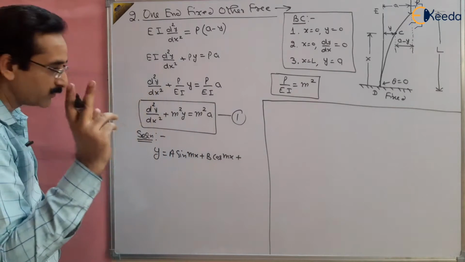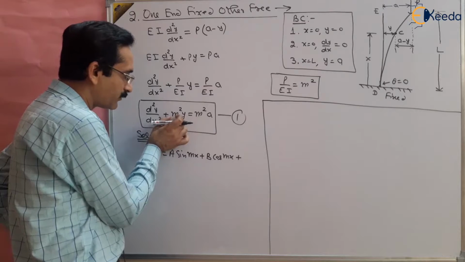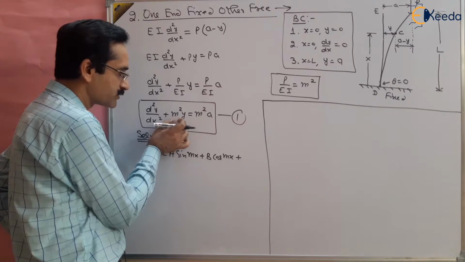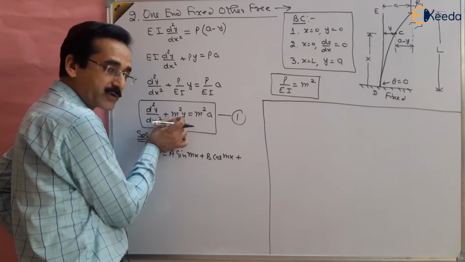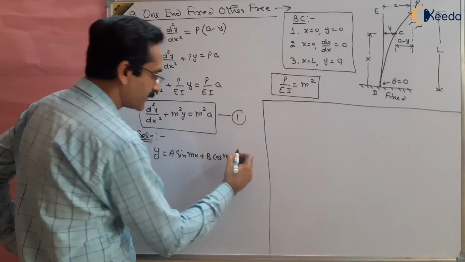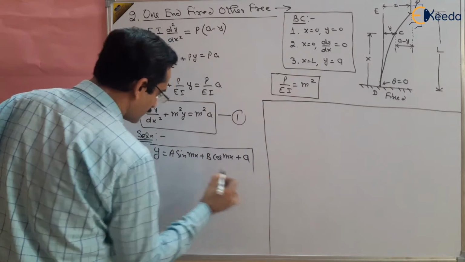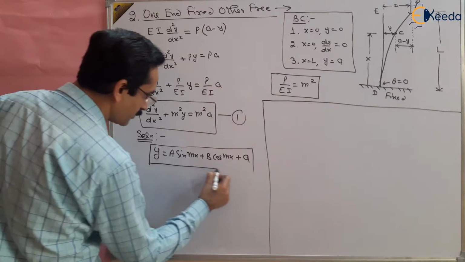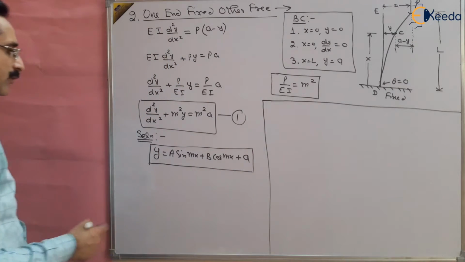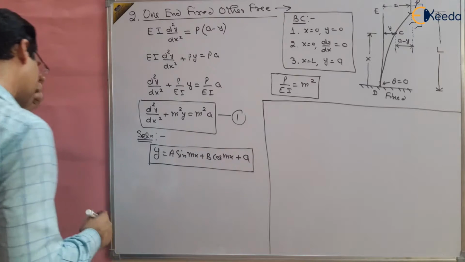You should know that this term is divided by the term which is the constant of y. The constant of y is m square. So m square A divided by m square comes to A only, right? So this is the solution of this differential equation. Go to mathematics and check how we have obtained this solution. y is equal to A sine mx plus B cos mx plus A.